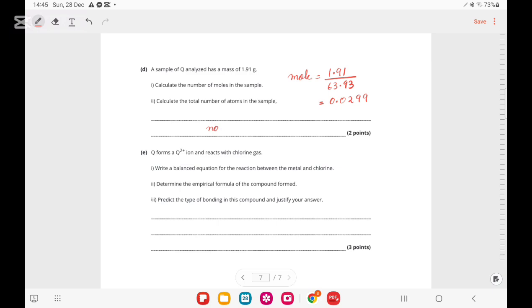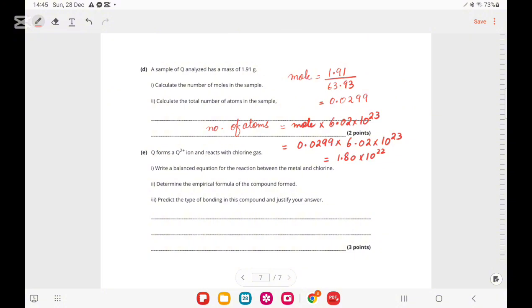If you want to calculate the number of atoms, then it is going to be moles times Avogadro's number, that is 6.02 times 10 raised to power 23, and the moles are 0.0299 times 6.02 times 10 raised to power 23. The answer comes out to be 1.80 times 10 raised to power 22.